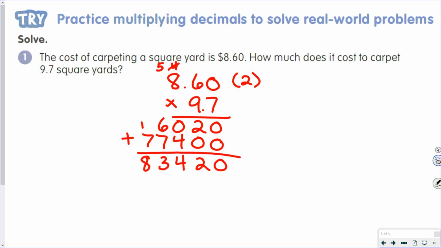2 digits after the decimal point in 8.60, and 1 after the decimal in 9.7, for a total of 3 digits after the decimal point, which means I need to put it between the 3 and the 4. And again, since we're dealing with money, it would be $83.42.